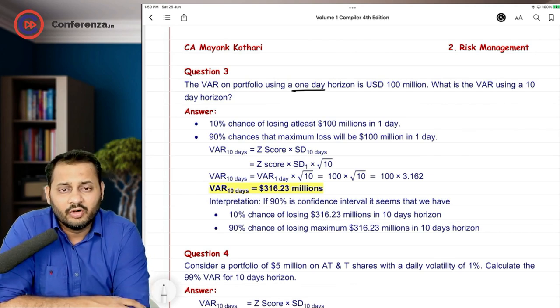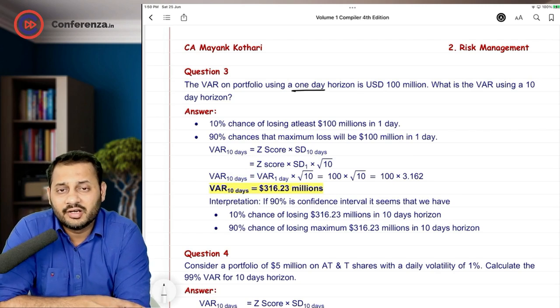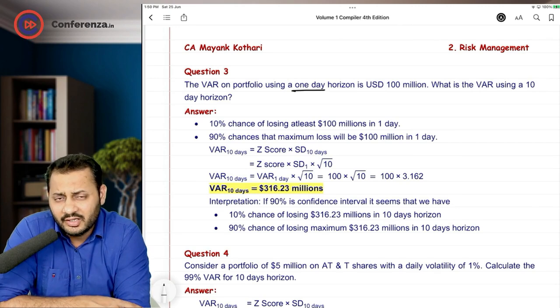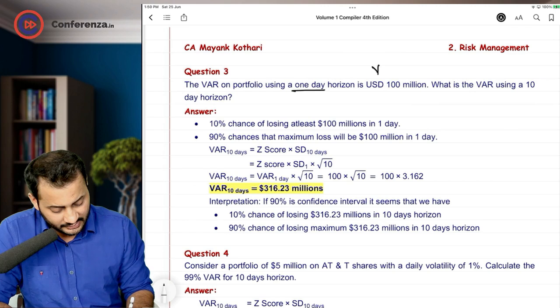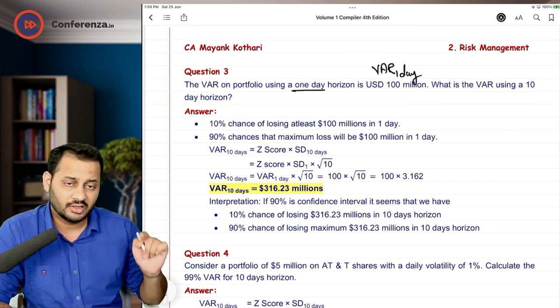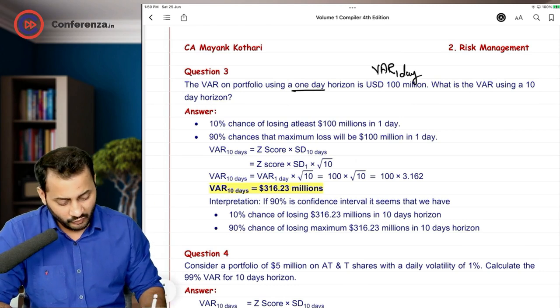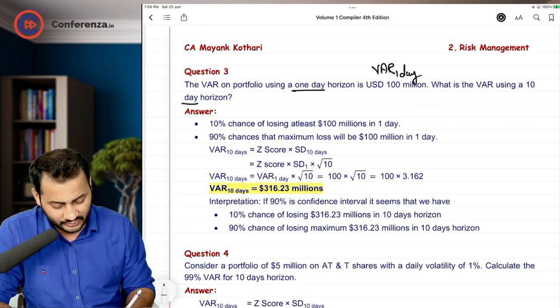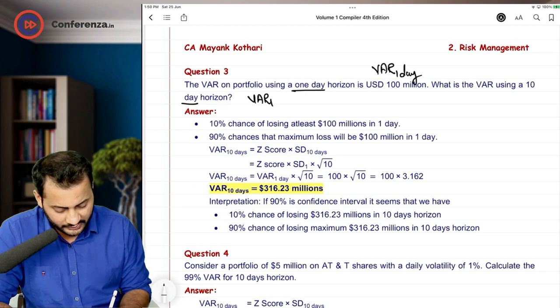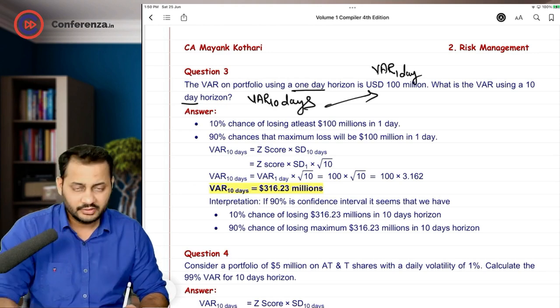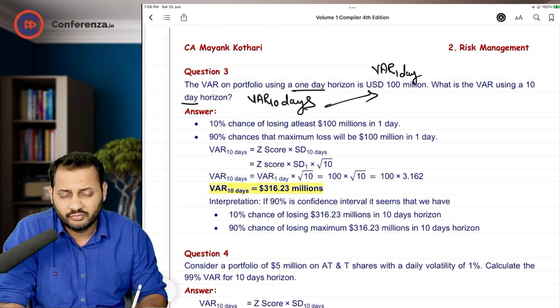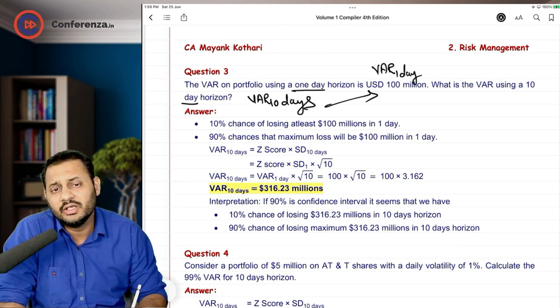1 day horizon is USD 100 million. You can clearly see that the VAR for 1 day is already given to us in the question. So this 100 million is nothing but VAR for 1 day. Just write down this above 100 million. What is the VAR using 10 days horizon? What we have to calculate is VAR for 10 days. And what we have been given with this is only VAR.